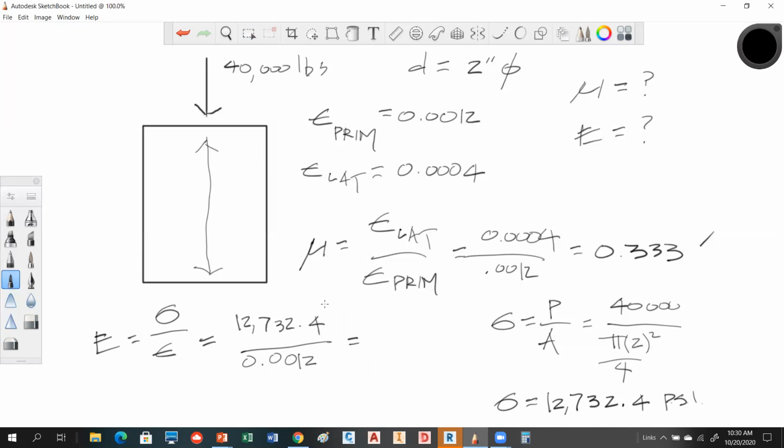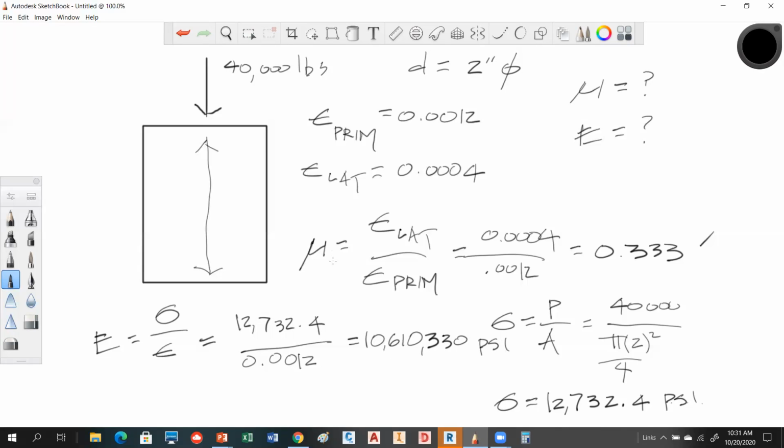12,732.4. Okay, so let's divide that and let's see what happens now. It's like 10,000 or 10,610 basically PSI. Is that right? Oh, no. I'm missing decimal places. It's 329, right? Call that 330. How's that? Much better?